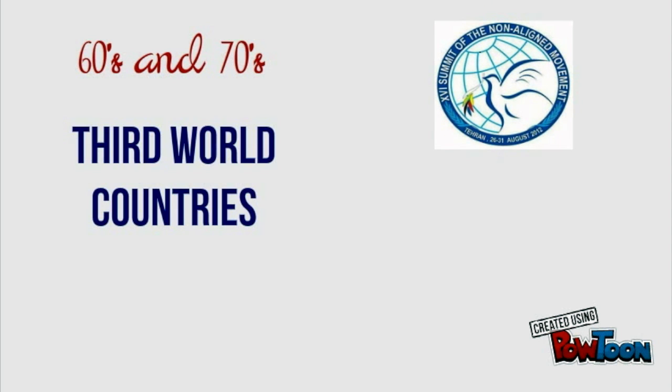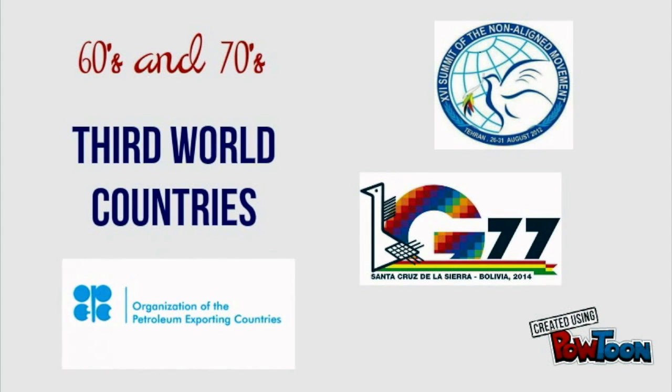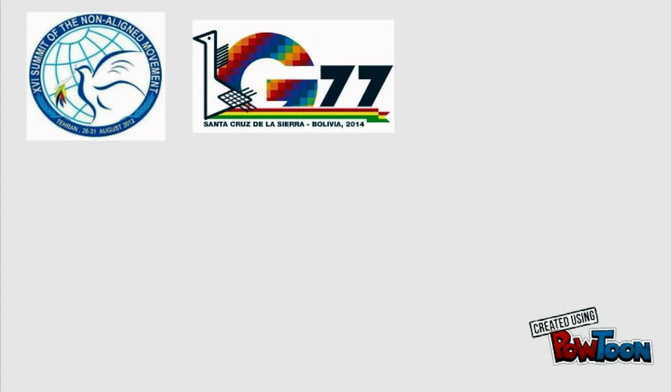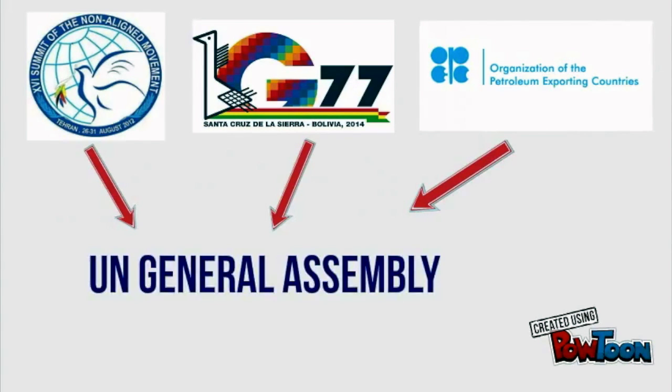Furthermore, third world countries during the 60s and 70s created their own exclusive and autonomous organizations, such as the Non-Aligned Movement, the Group of 77, and the Organization of Petroleum Exporting Countries, the OPEC. These organizations had key objectives to promote. These proposals made by third world organizations put pressure on the United Nations General Assembly, which adopted the New International Economic Order Program in 1974.